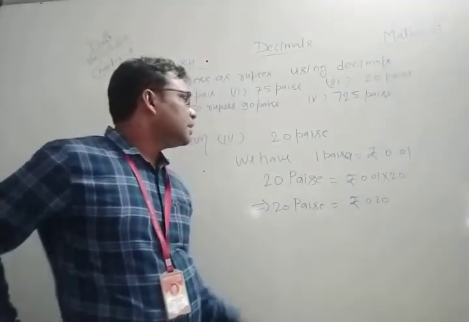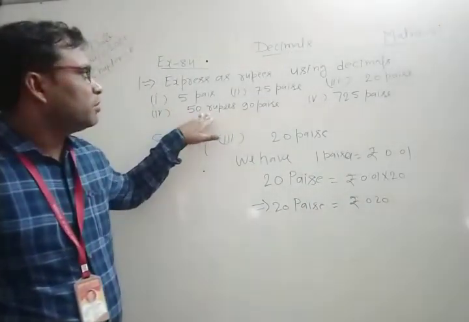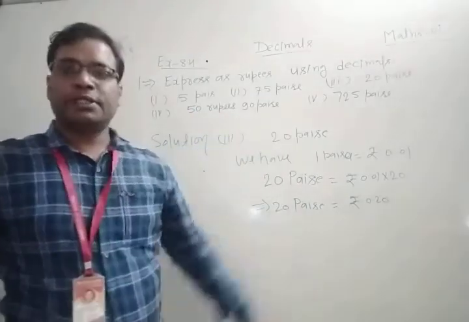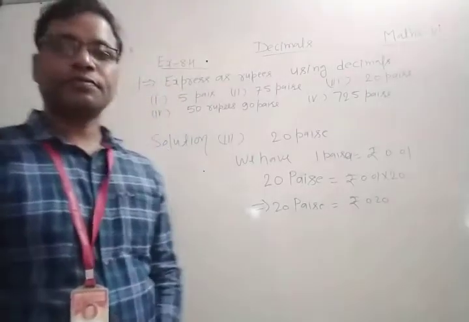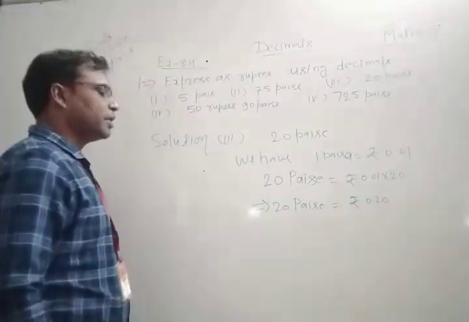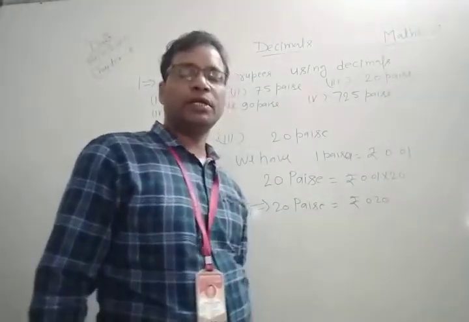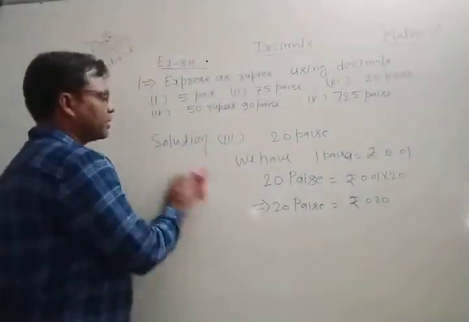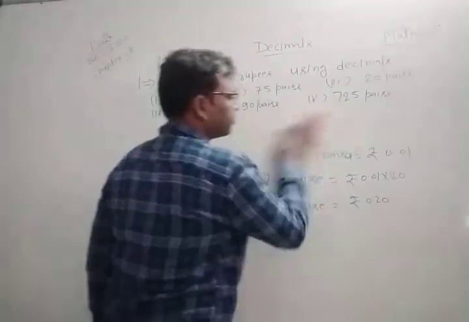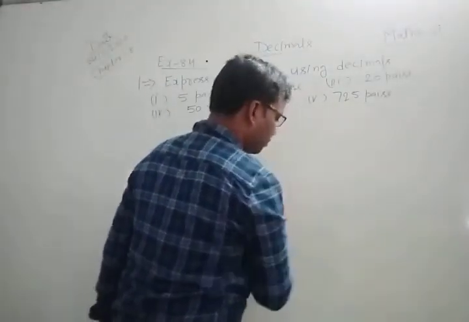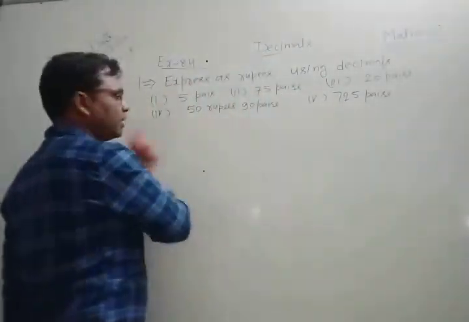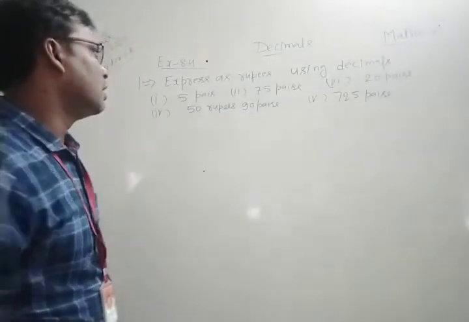So here this part is given in rupees, but we only convert the 90 paise. Okay, so let's see how to solve this question. Here you can see 20 paise is equal to 0.20 rupees. Clear? Now the next part, this is the fourth part. You can write fourth part: 50 rupees 90 paise.